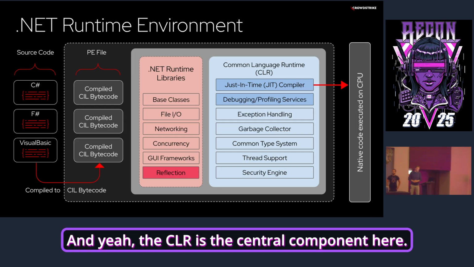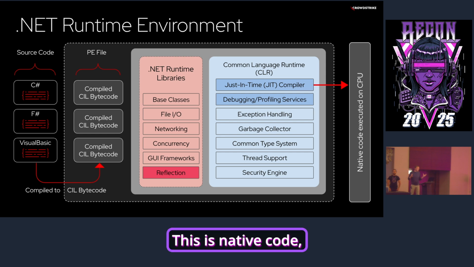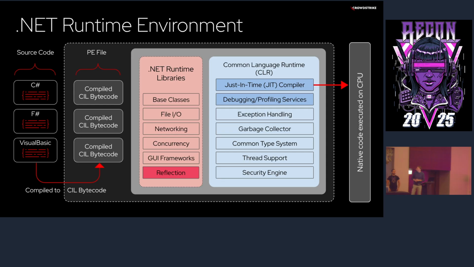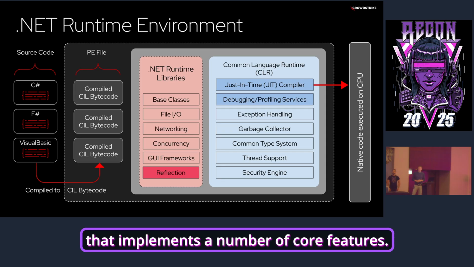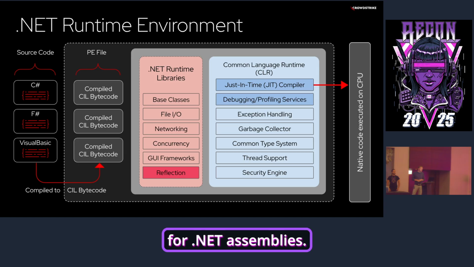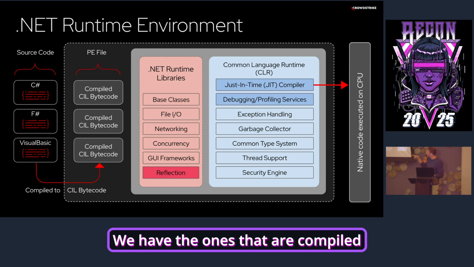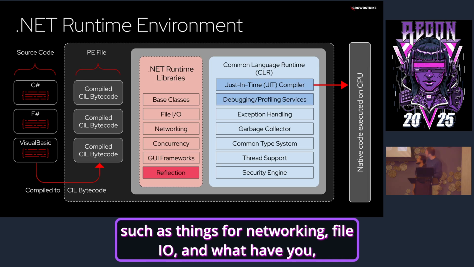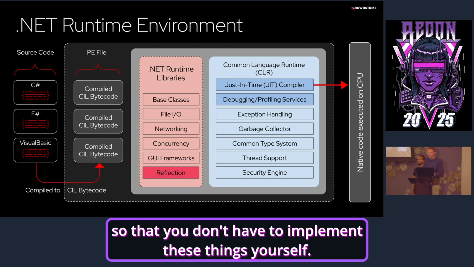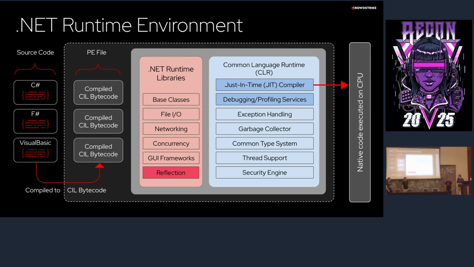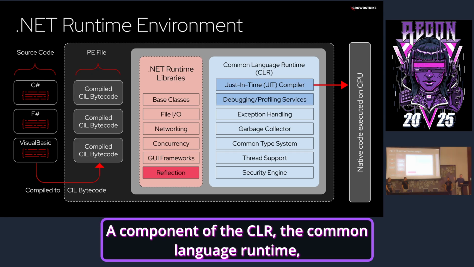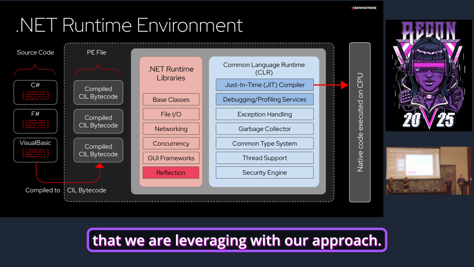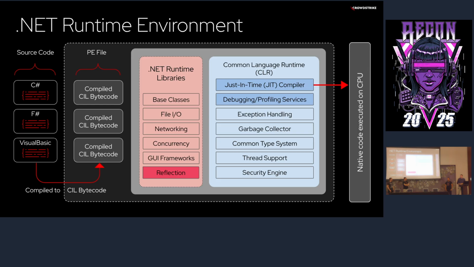And yeah, the CLR is the central component here. This is native code, depending on the actual hardware platform that you're running on, that implements a number of core features. And then this provides the runtime environment for .NET assemblies. We have the ones that are compiled from our own source code, but they can also load a number of libraries, such as things for networking, file I/O, and what have you, so that you don't have to implement these things yourself. A component of the CLR, the Common Language Runtime, is this debugging and profiling interface that we are leveraging with our approach. Sebastian already touched on that.